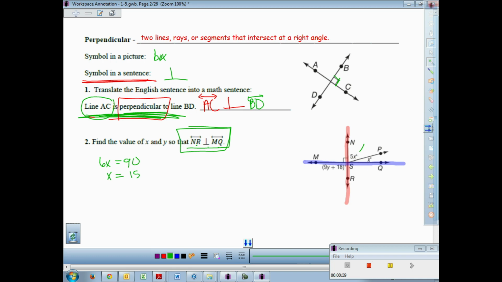Cool? Now let's find y. Isn't there a y in the picture also? Here's some y's. What can we do with that guy if they're supposed to be perpendicular? 9y plus 18 equals 90, right? Because isn't that whole overall bad boy supposed to be 90 degrees? Solve for y. Pause the video, get that done. So hopefully we got y equals 8. Feel comfy with that problem.